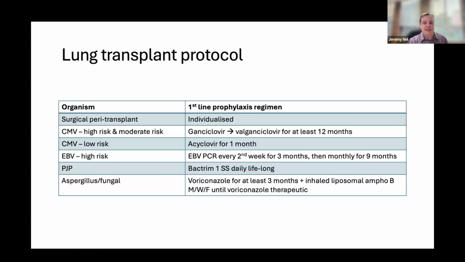PJP, they gave Bactrim, and in the case of a lung, it's going to be lifelong because that lung, like I said, never really gets totally immunocompetent because it's a transplanted organ. So one single strength tablet daily for the rest of their lives to prevent PJP. And then in the immediate post-transplant period, they also prophylaxed against aspergillus and other fungi with voriconazole and inhaled amphotericin B, actually, until the voriconazole was therapeutic, and after that, voriconazole alone for 3 months.